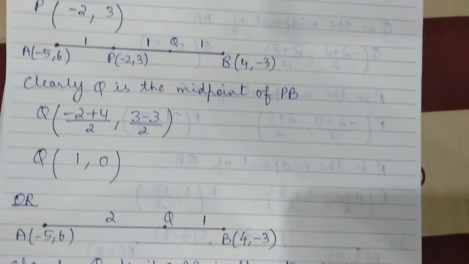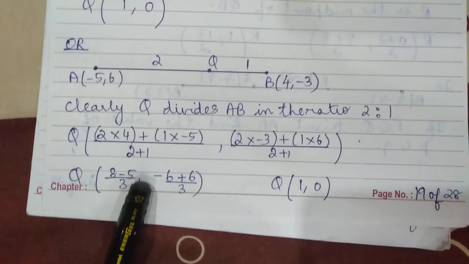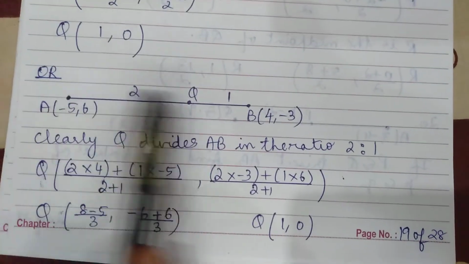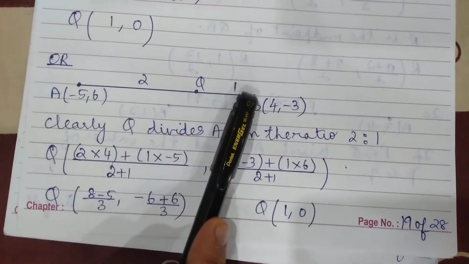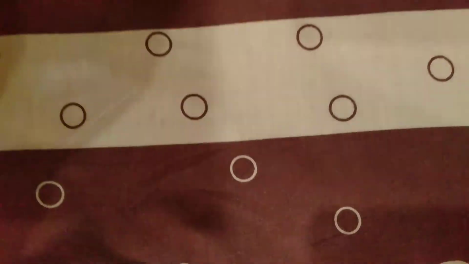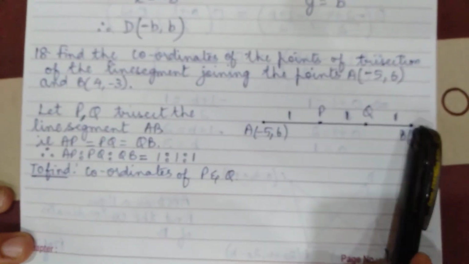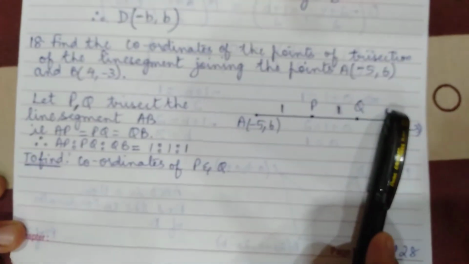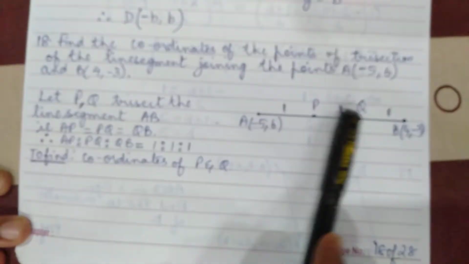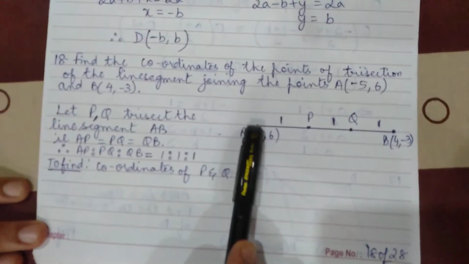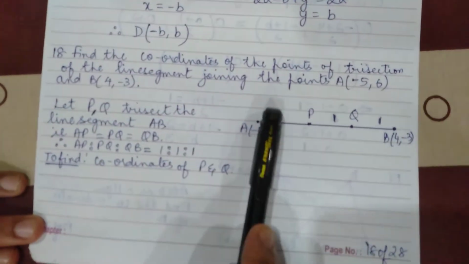Now to find the coordinates of Q, we know that the point Q divides the line segment in the ratio 2:1. Why? See here. See the point Q. Q divides the line segment AB in the ratio 2:1. The point Q divides the line segment AB in the ratio 2:1.